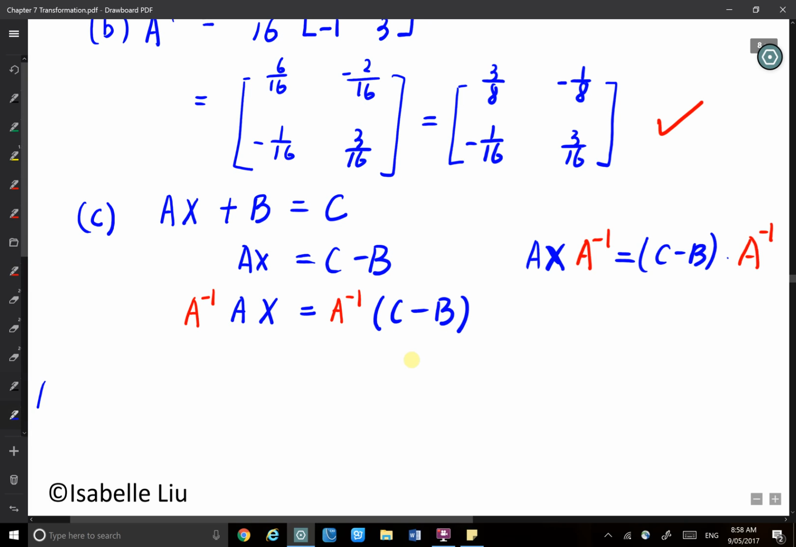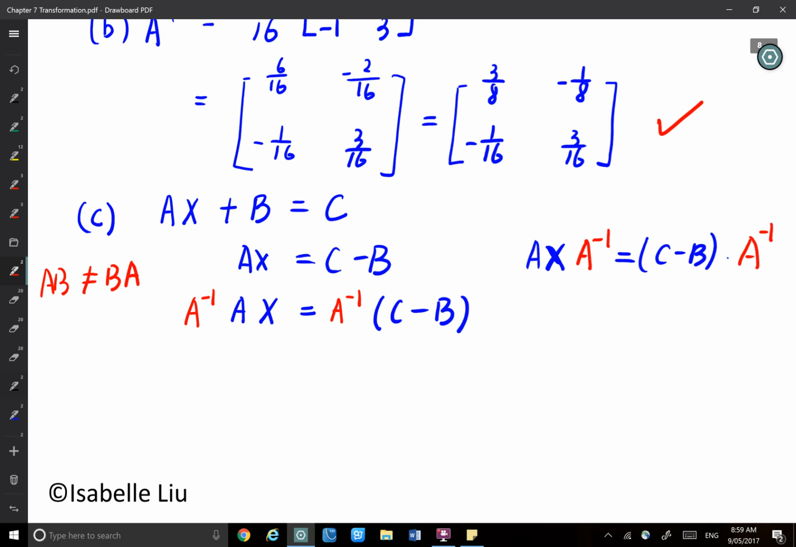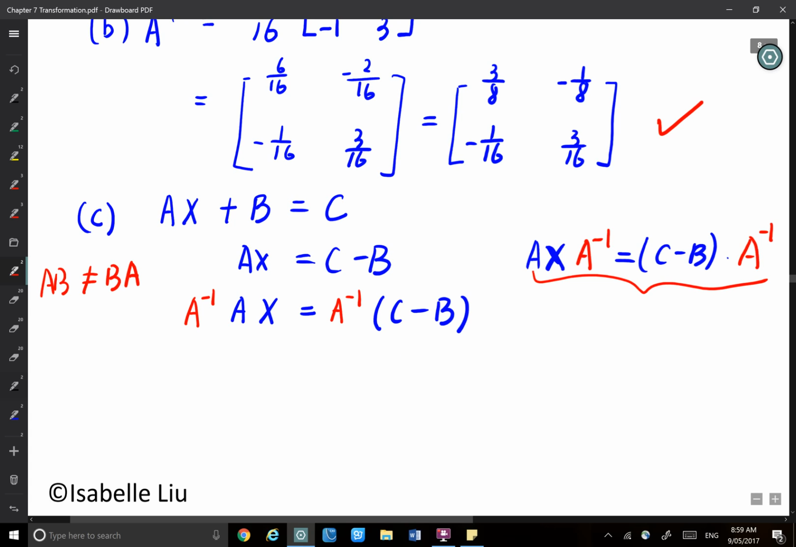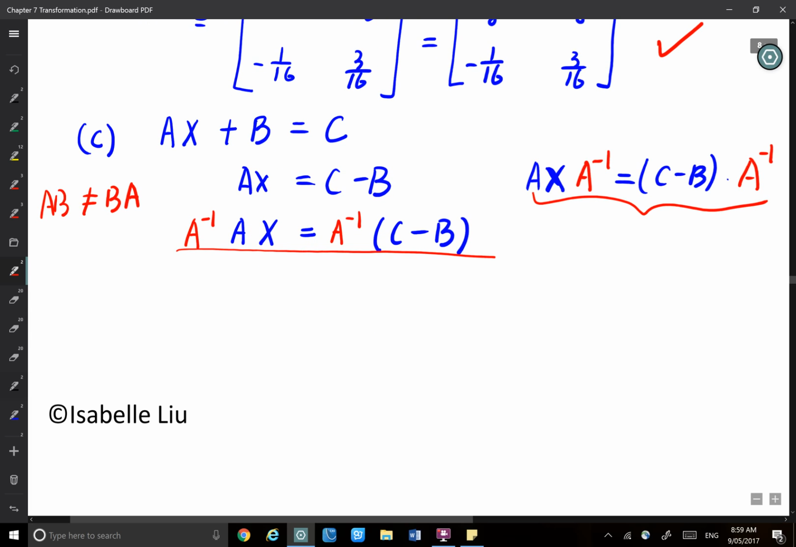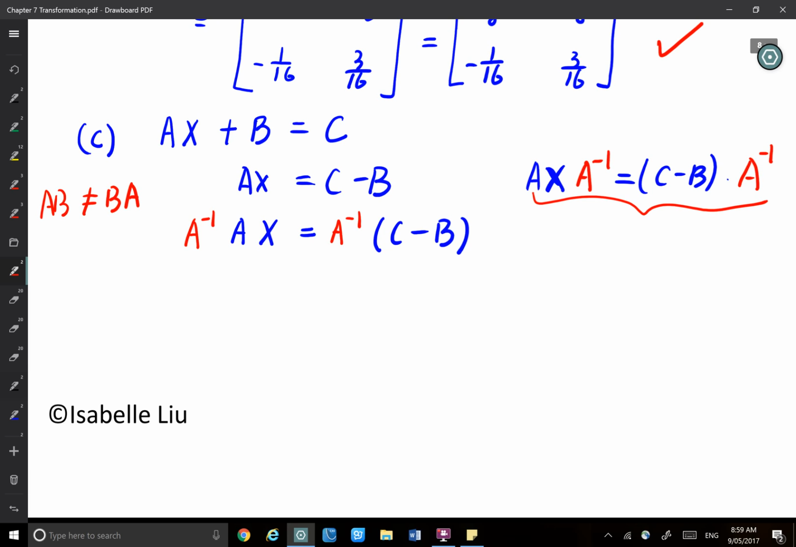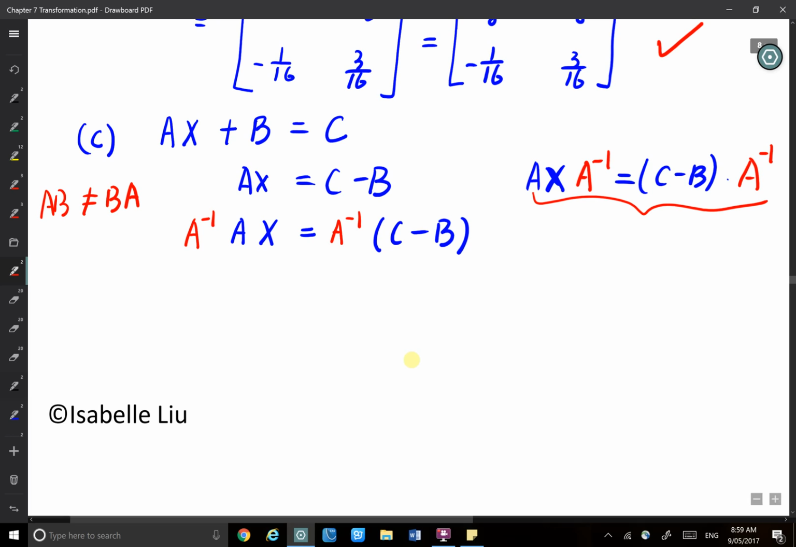What you know is that A times B is not equal to B times A. Remember that? So you can't swap the order. The order of matrix multiplication is very important. So what can I have for this line? For the first two multiplied together, A inverse times A, what does that equal? Identity, right? A inverse times A is identity.